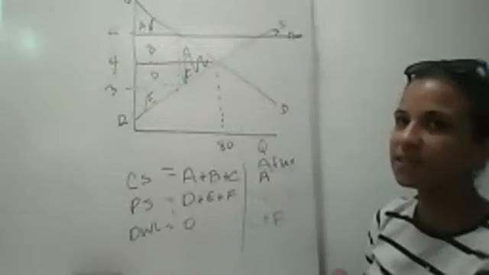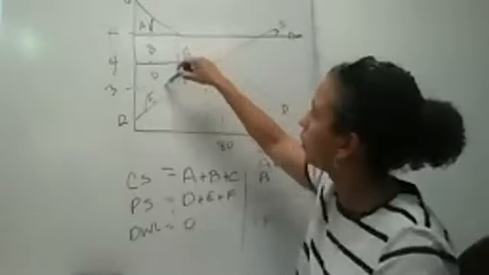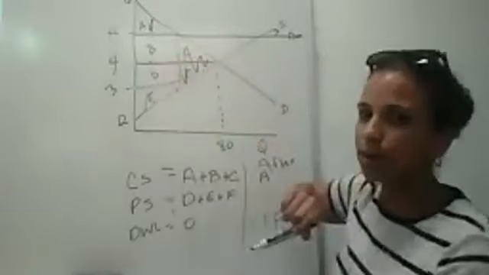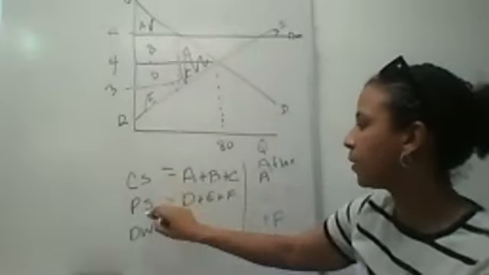I don't ask you on the exam, but if you needed to, you could figure out this area in this rectangle plus this triangle. Right? So make sure you understand the difference between binding and non-binding, and you can calculate consumer surplus, producer surplus, and deadweight loss.